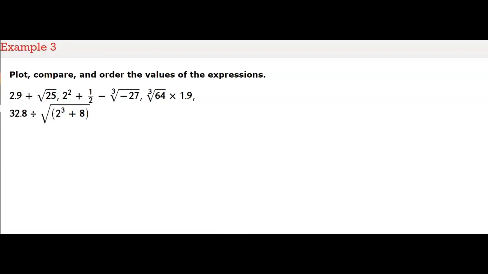Plot, compare, and order the values of the expressions. 2 and 9/10 plus the square root of 25. 2 squared plus 1/2 minus the cube root of negative 27. The cube root of 64 times 1 and 9/10. 32 and 8/10 divided by the square root of the quantity 2 cubed plus 8.